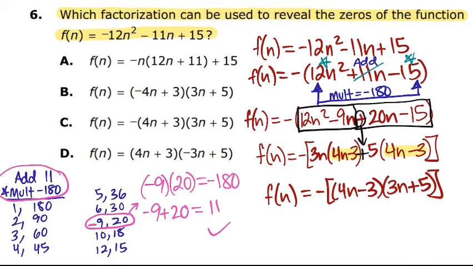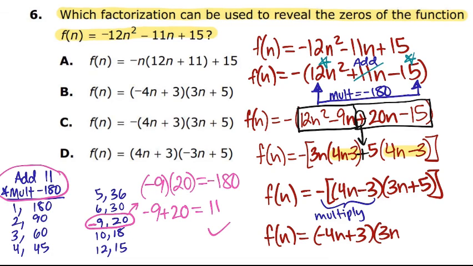So to figure it out, you just have to manipulate it just a tiny bit. What we're going to do is multiply that negative with the first binomial only. If you do that, it becomes -4n plus 3. And the second binomial, 3n plus 5, we left alone. That is how you factor. So looking at our final answer, you can see that it matches B perfectly.